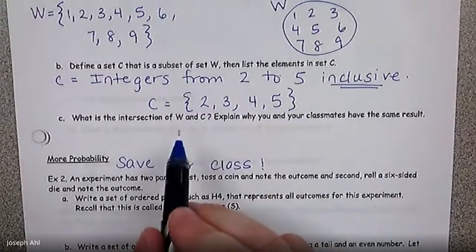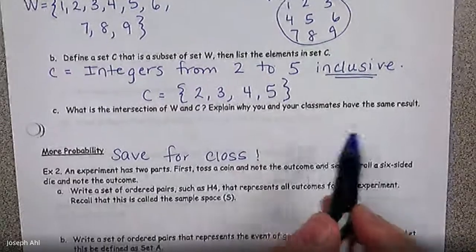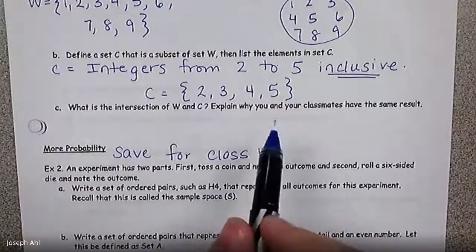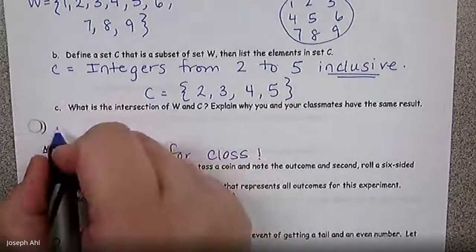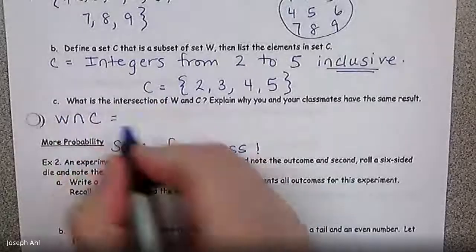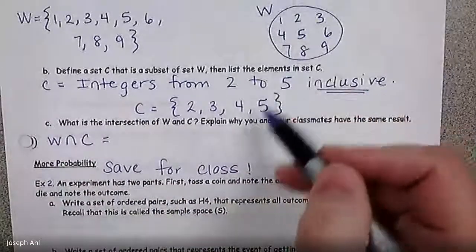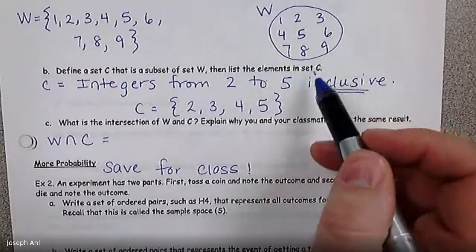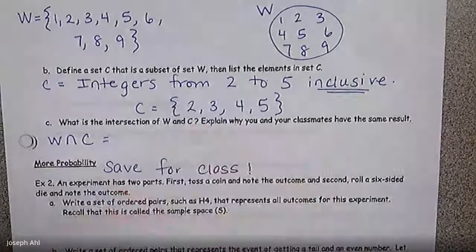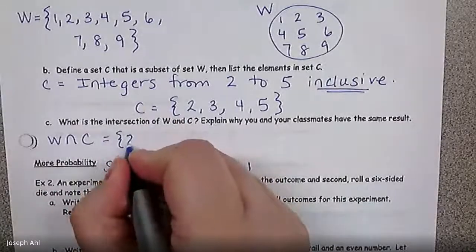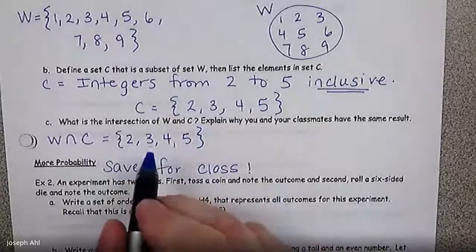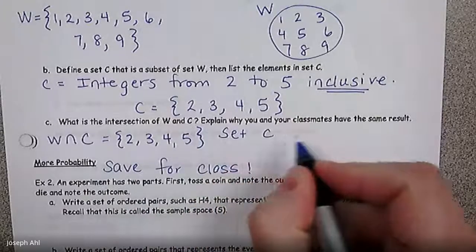And then what is the intersection of W and C? Explain why you and your classmates have the same results. Well, what you should find, and I know we're not doing this in class, we're doing this in the video right now, is that the intersection of W and C, and as a reminder from yesterday, that's what that notation looks like, is anything that these two sets have in common. If you were to draw another Venn diagram, what would go in the intersection there? Wouldn't it be all of those elements right there? It would be 2, 3, 4, and 5. And that's always going to happen when one is a subset of another. So we just get set C again.